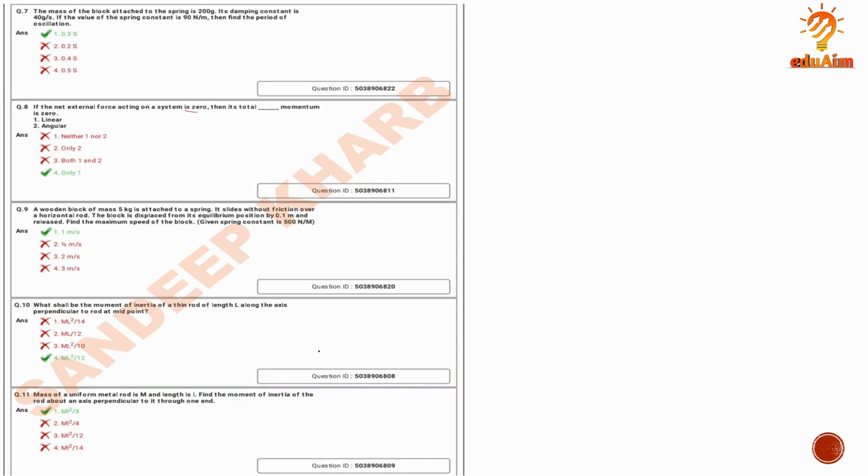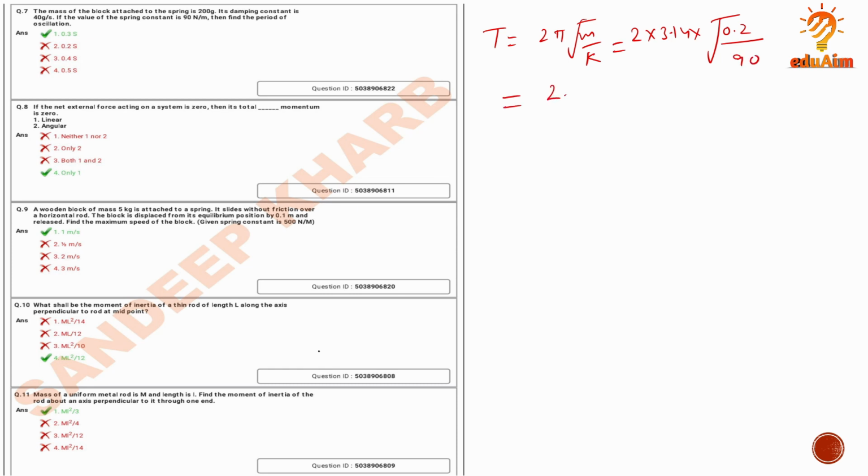Seventh question is, the mass of the block attached to the spring is 200 grams. Its damping constant is 40 gram per second. The value of the spring constant is 90 newtons per meter. Then find the period of the oscillation. We know T is 2 pi root m by k. 2 into pi is 3.14, into mass changed into kilogram, it is 0.2, and the force constant is 90.